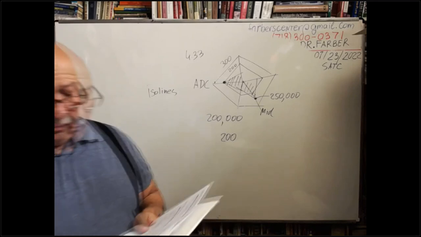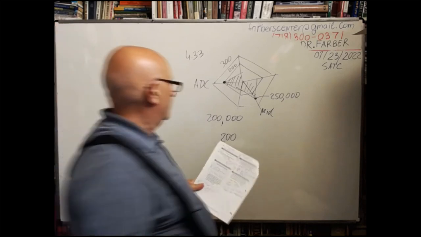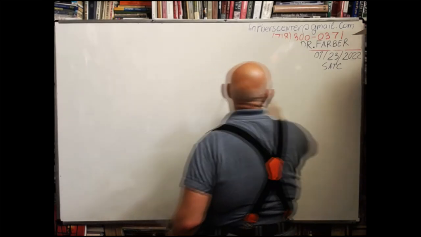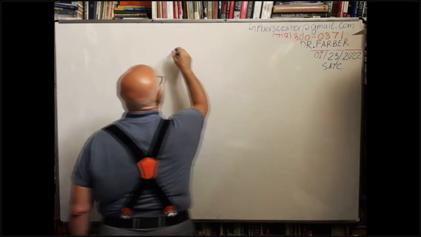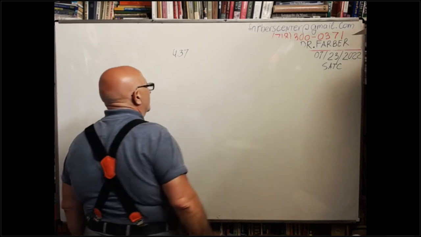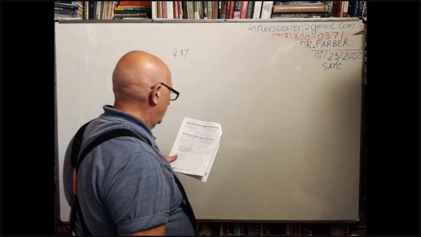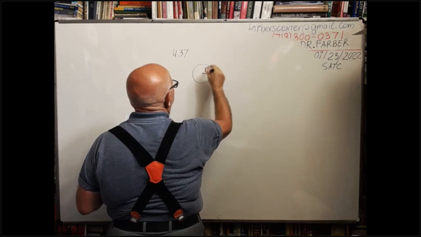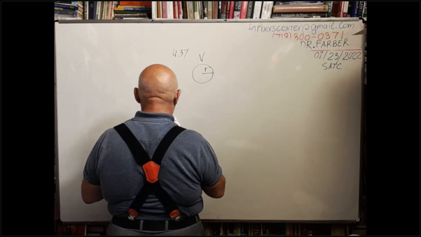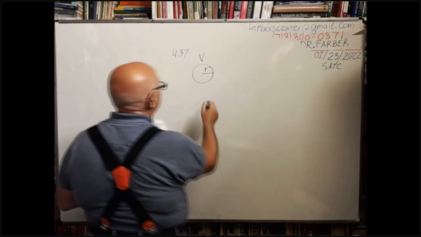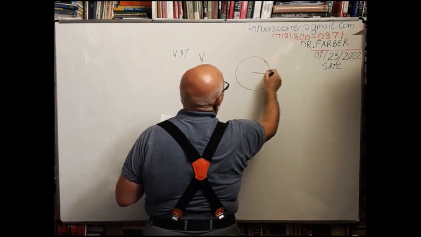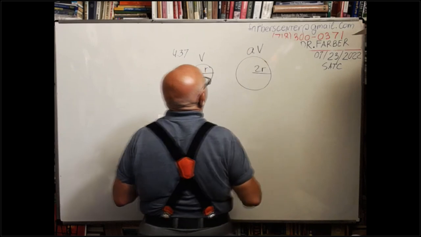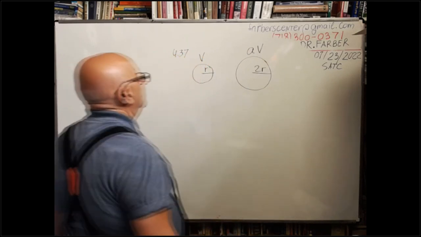Okay, Ilira, would you like to read 437? If the volume of a sphere with radius r is V, and the volume of a sphere with radius 2r is AV, what is the value of A? Thank you. Nice reading. We have two spheres. One sphere with radius r has volume V, and the volume of a sphere with radius 2r is AV. What is the value of A?